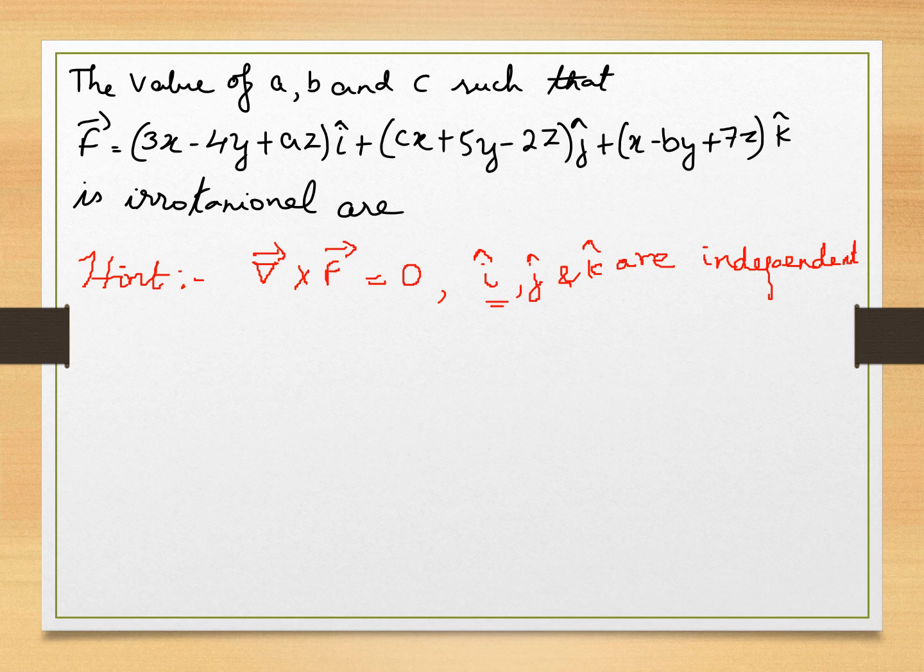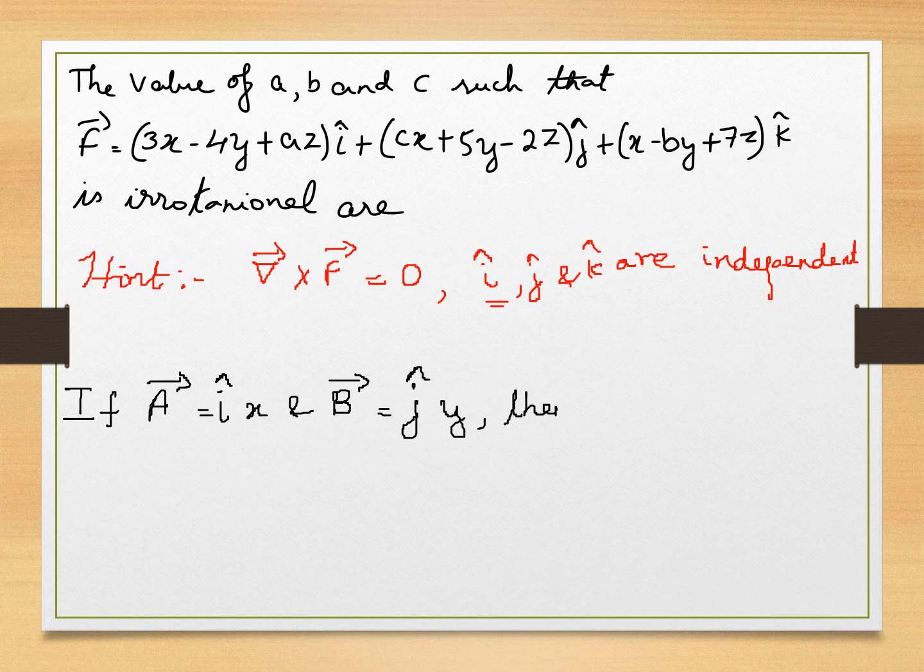The next question for homework is, if a vector is equal to i cap x and b vector is equal to j cap y, then we have to find del of a dot b.